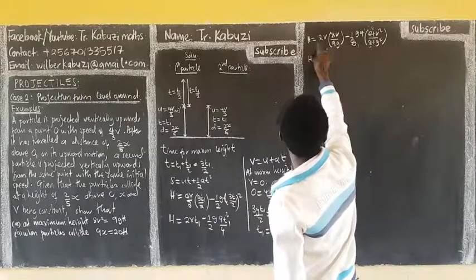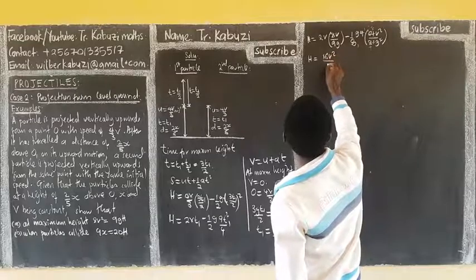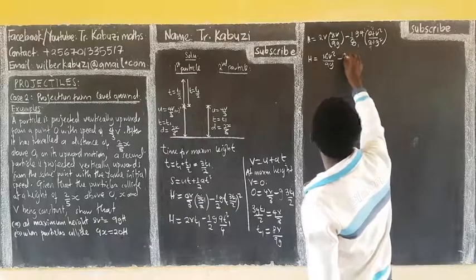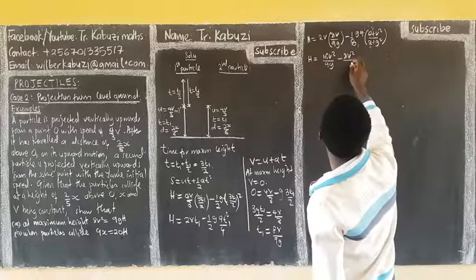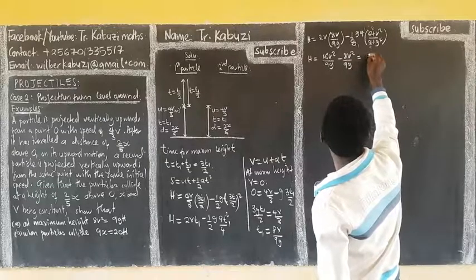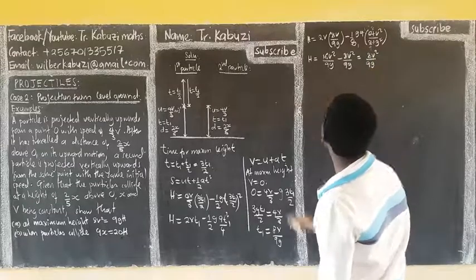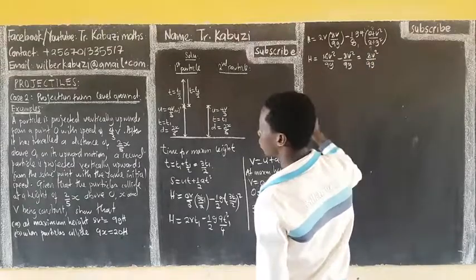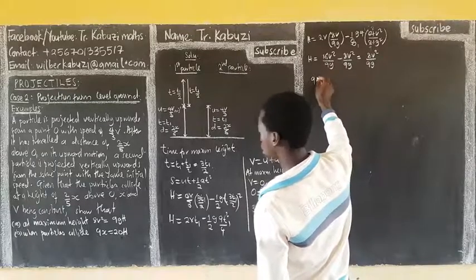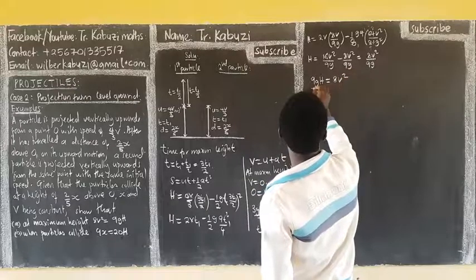Our h is going to be, when you multiply that, we get 16 v squared over 9g, then minus, here remaining 8v squared over 9g, which we can see is going to be 8v squared over 9g. When we cross multiply this, we have 9g h equaling 8v squared.